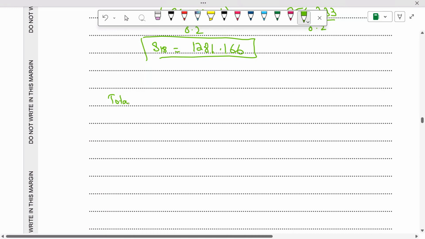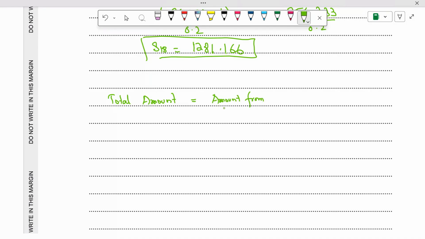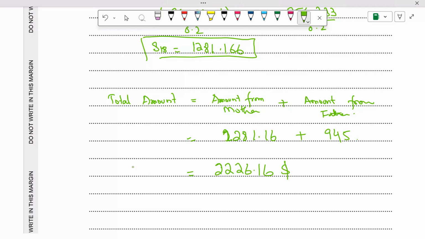Now we need to find the total amount she received up to 18 years. So the total amount is equal to the amount from mother plus the amount from father. So she has received 1,281.16 plus 945. Adding these two values, we will have $2,226.16 that she received. So this was the required amount.